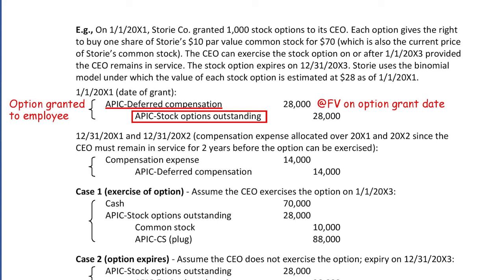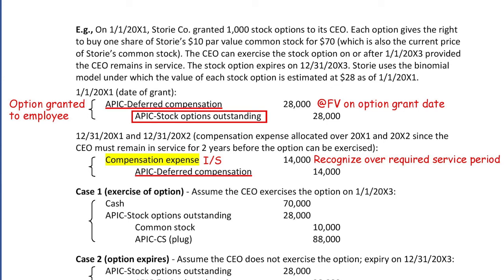Now, since the employee must remain for 2 years before the option can be exercised, the compensation expense is allocated over those 2 years. So compensation expense, I/S, because that goes to the income statement, and recognize over required service period. And the credit is to underline APIC deferred compensation. So the APIC deferred compensation, which is recognized in the first journal entry, is now reversed off over the required service period of the employee.